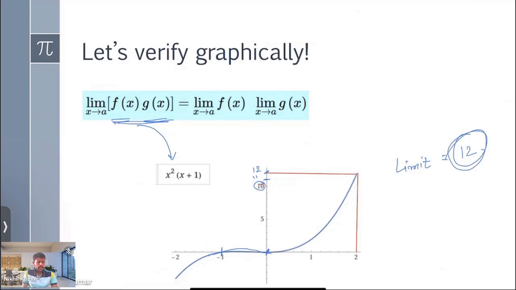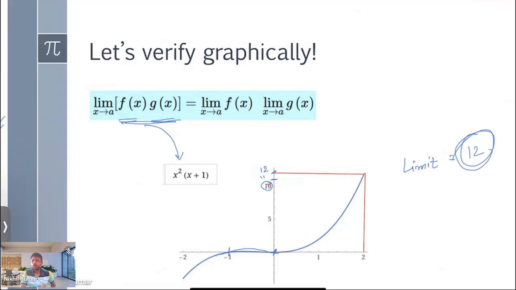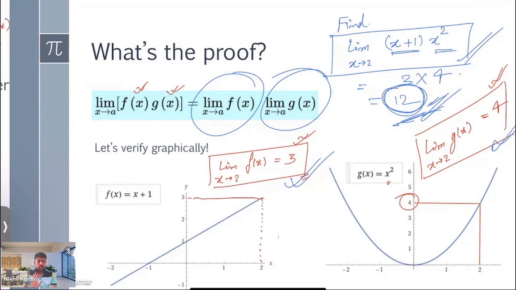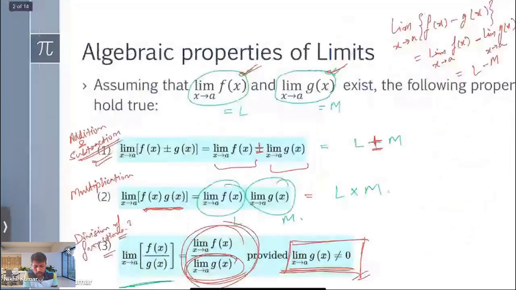The property also said the same thing, right? The limit of the function is 12. So we can at least see that this property, this rule, this law works. Similarly, for now, you take my word that all the three properties work. We are going to prove it later. Don't worry, we are going to prove it later.